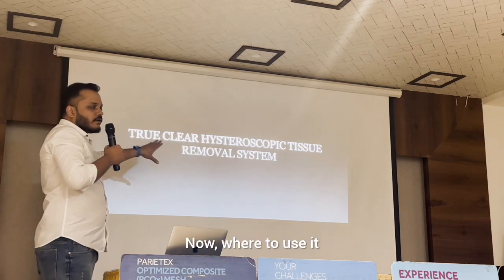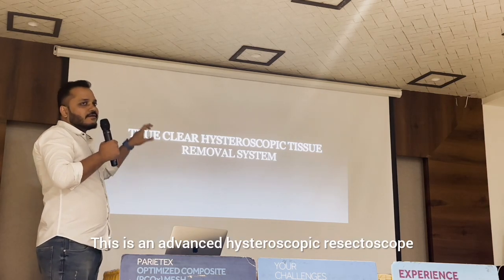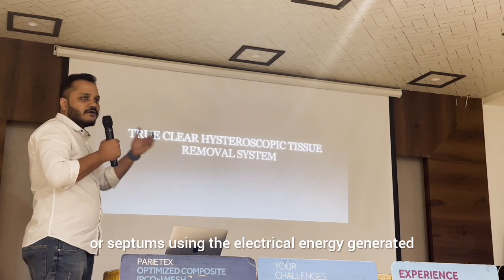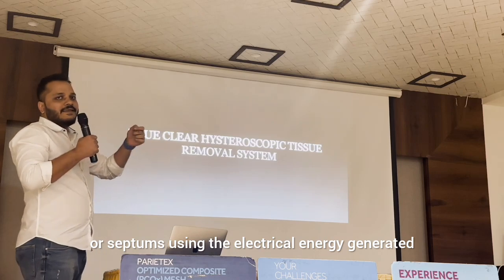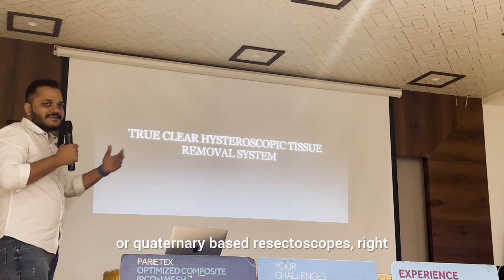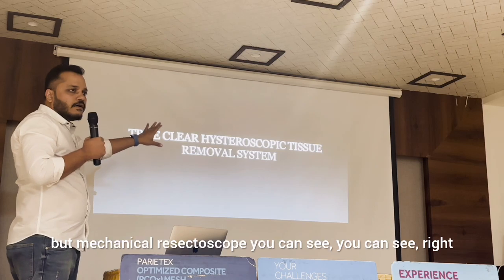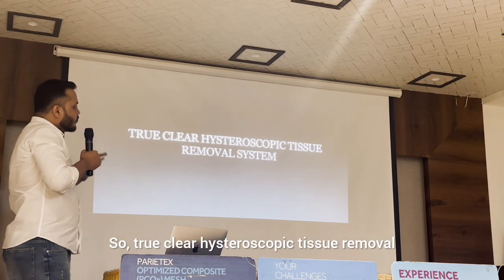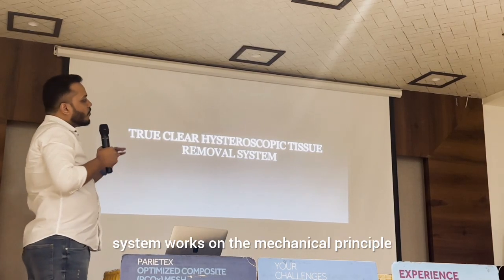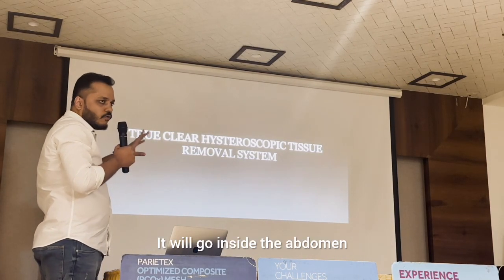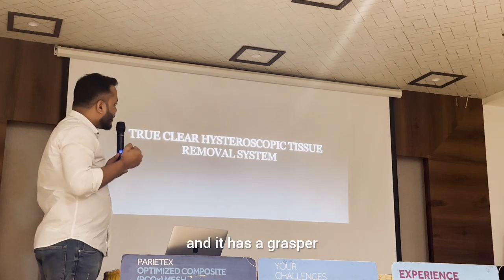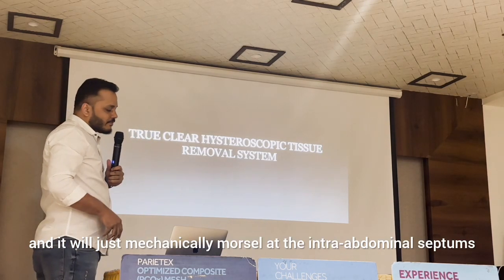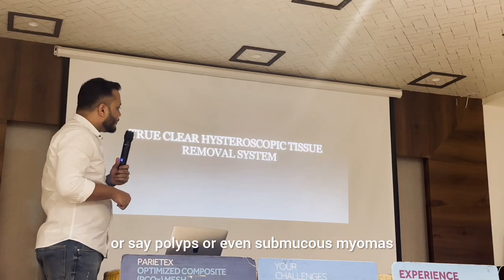Now where to use it? This is an advanced hysteroscopic resectoscope. Now we must have seen removing polyps or septums using electrical energy generated or cautery based resectoscopes, right? This is nothing but a mechanical resectoscope, you can say, right? So the TrueClear hysteroscopic tissue removal system works on the mechanical principle. It will go inside and it has a grasper and it will just mechanically morcellate the intrauterine septums or say polyps or even submucous myomas.